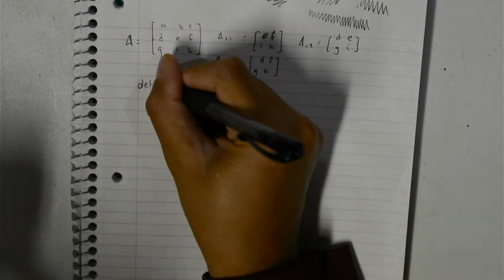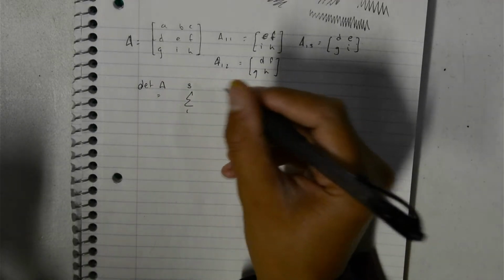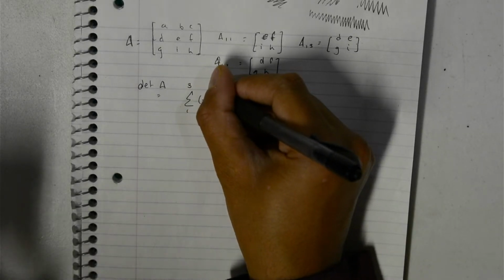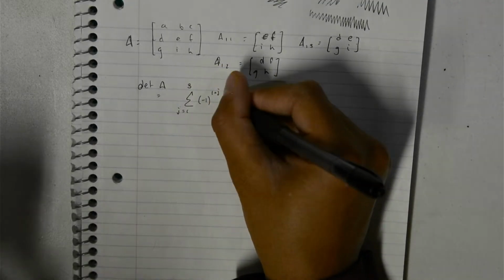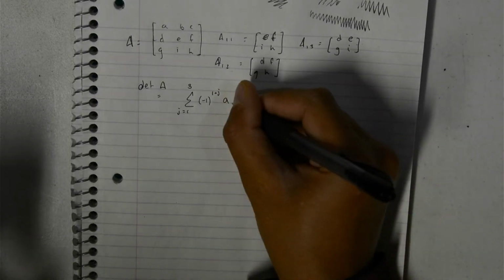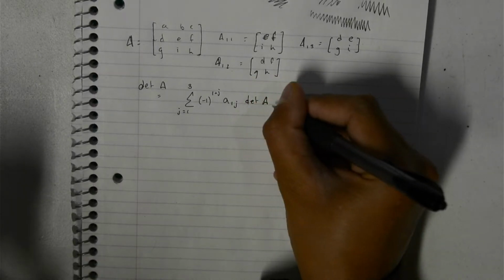Okay, so this is A, and we want to compute det of A. This is going to be equal to the sum from j equals 1 to 3 of minus 1 to the 1 plus j, times a1j det A1j. Man, I wish I could zoom in just a tiny bit more. There we go.